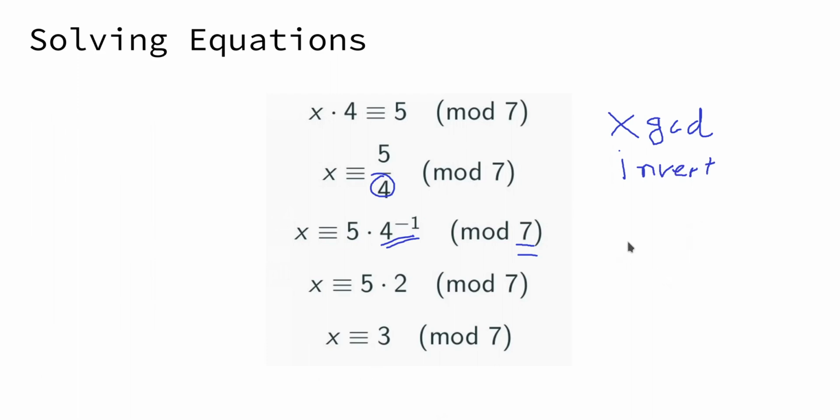And in Python, since Python 3.8 actually, you can also use the built-in power function, pow, by using an exponent of -1 and a modulus.